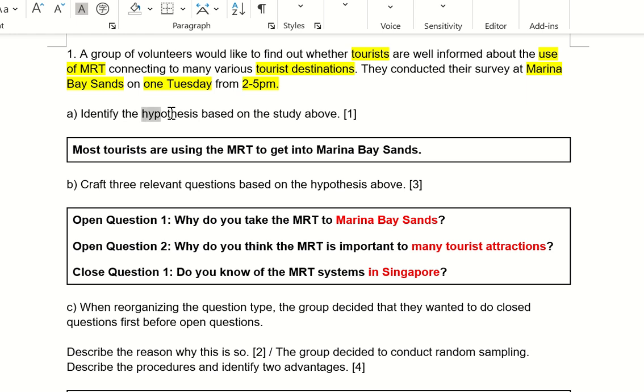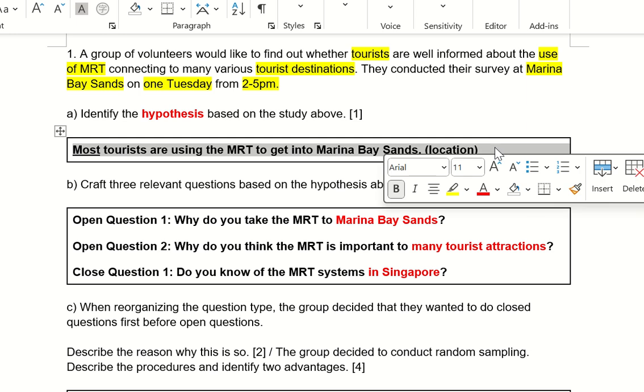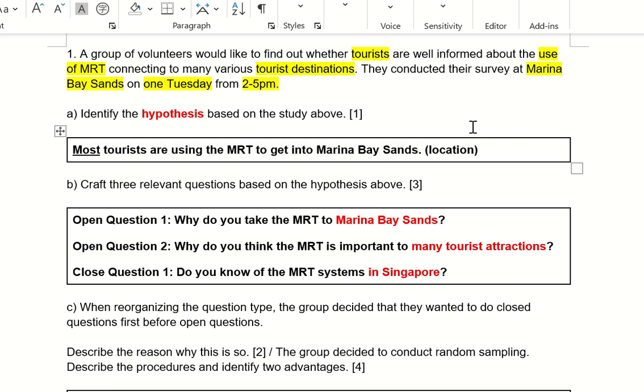So very first question is, what is the hypothesis of the source? If I talk about hypothesis, very simply put, most tourists are using the MRT to get into Marina Bay Sands. Whenever we talk about hypothesis, you must ensure that you have the location also, which is Marina Bay Sands. Another effect of a hypothesis is, for example, I use the word most to show a slight biasness towards a particular side, either a negative side or a positive side. If I put most tourists, blah blah blah, it shows that there is a positive conclusion or a positive impact in the hypothesis.